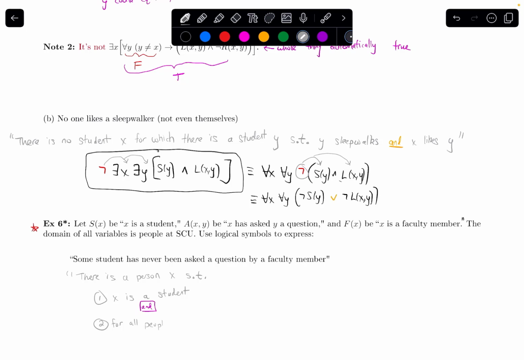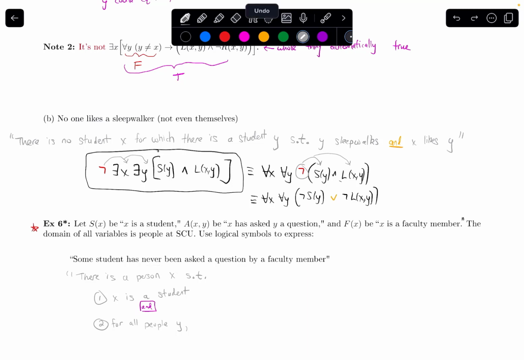Y. I can't jump to saying that they're a faculty member just yet because the domain of my variables is people at SCU. It's not necessarily students or faculty specific. So somehow later I'll have to claim something about Y being a faculty member. So for all people Y, comma. Okay, and now I need to somehow say, okay, when Y is a faculty member, they will not have asked person X a question.